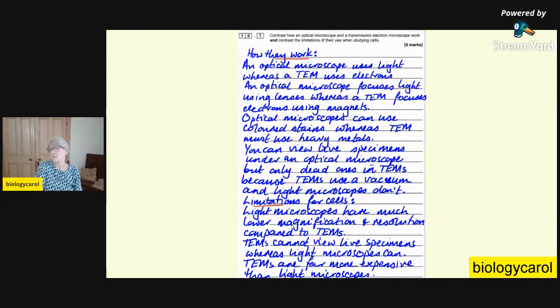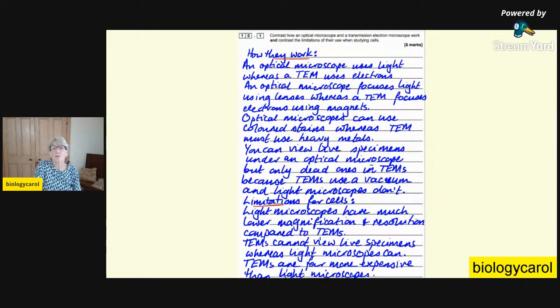So here is the contrast in how they work. An optical microscope uses light, whereas a TEM uses electrons. An optical microscope focuses using lenses, whereas a TEM focuses using magnets. Optical microscopes can use coloured stains, whereas TEMs can't use coloured stains, they can only use heavy metals.